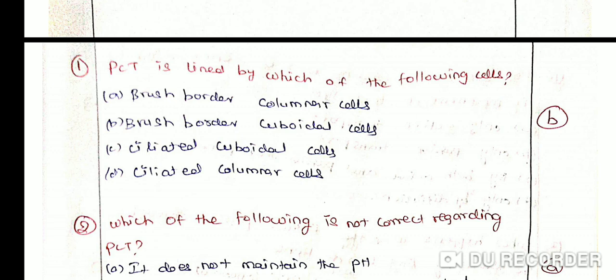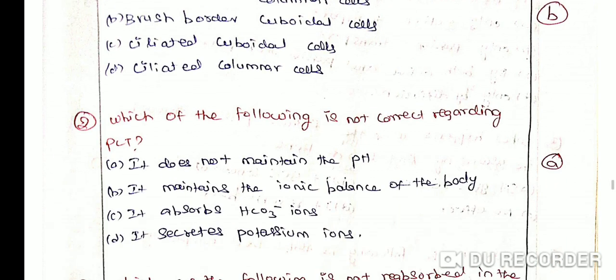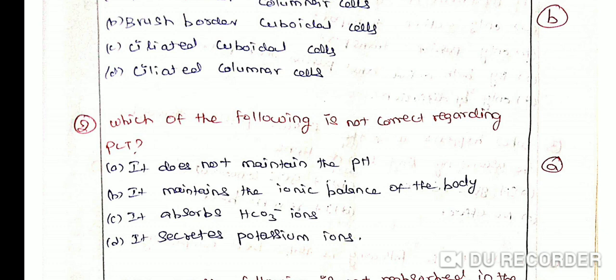Next question, which of the following is not correct regarding PCT? Option A, it doesn't maintain the pH. Option B, it maintains the ionic balance of the body. Option C, it absorbs HCO3 minus ions, that means bicarbonate ions. Option D, it secretes potassium ions. The correct answer is option A, it does not maintain the pH.